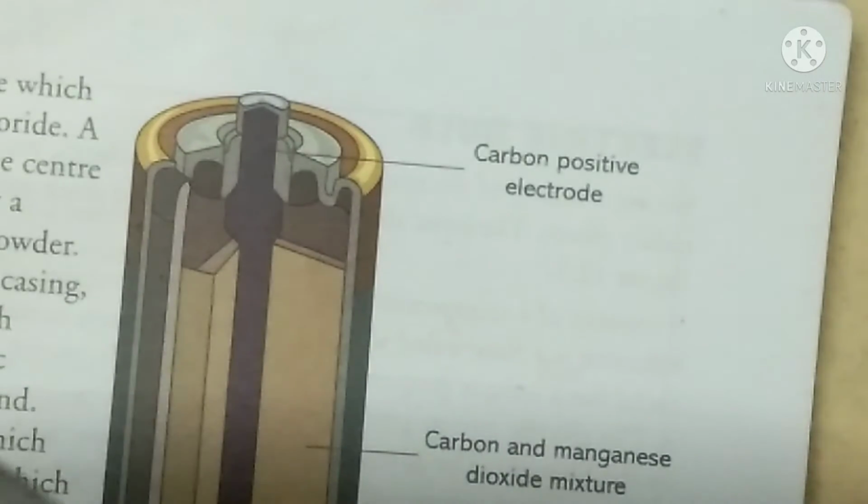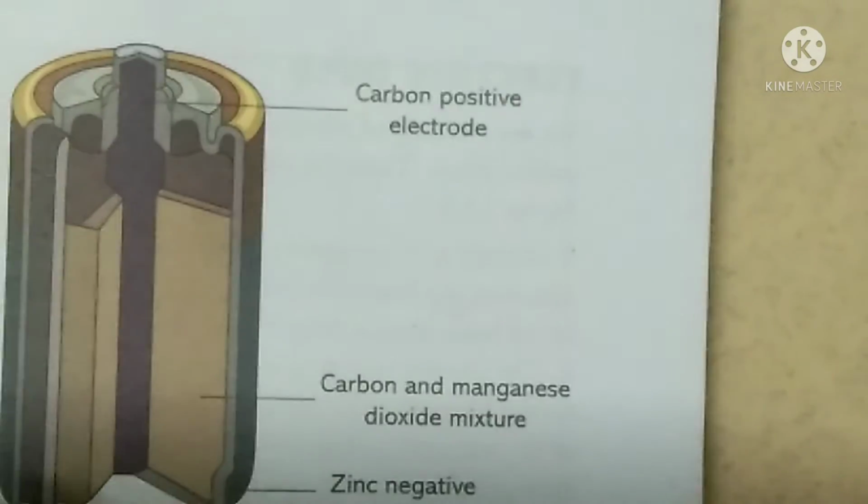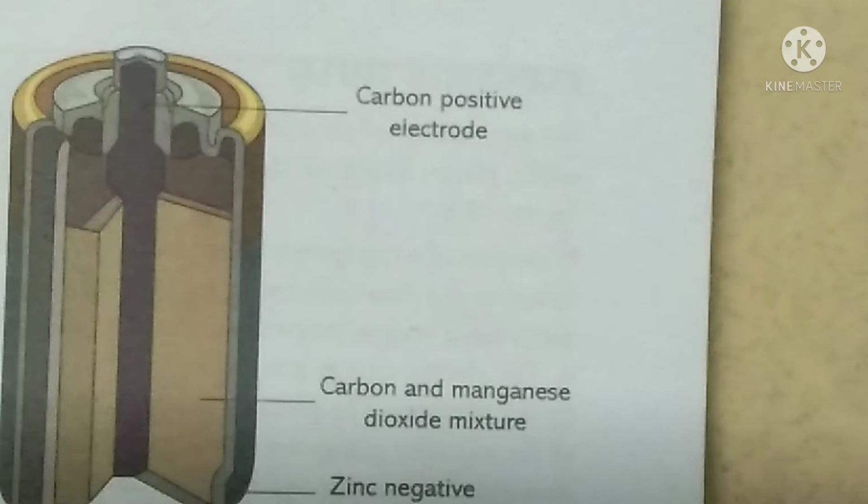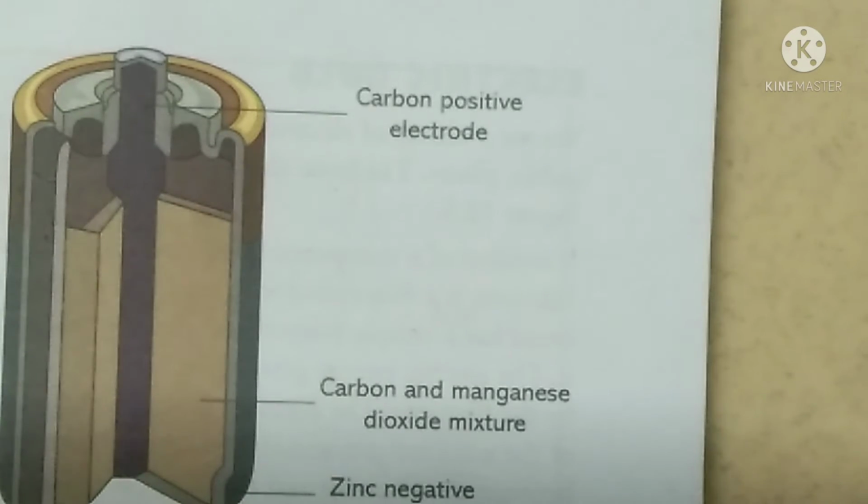There will be a container which is made up of zinc, and inside the zinc there will be a layer of ammonium chloride paste, and then a carbon rod with a metallic cap will be there in the center. The carbon rod will be surrounded by, or kept in, a mixture of manganese dioxide and carbon, only in the form of powder.